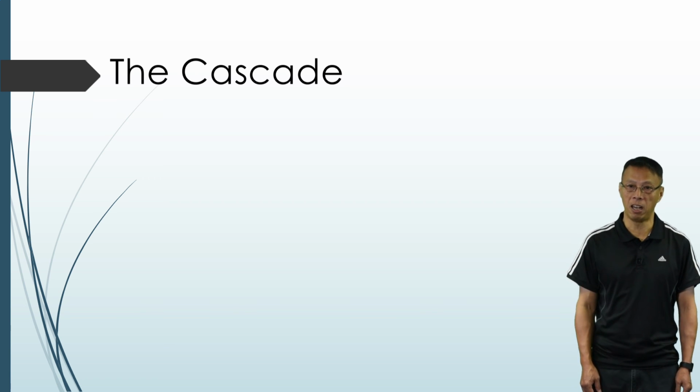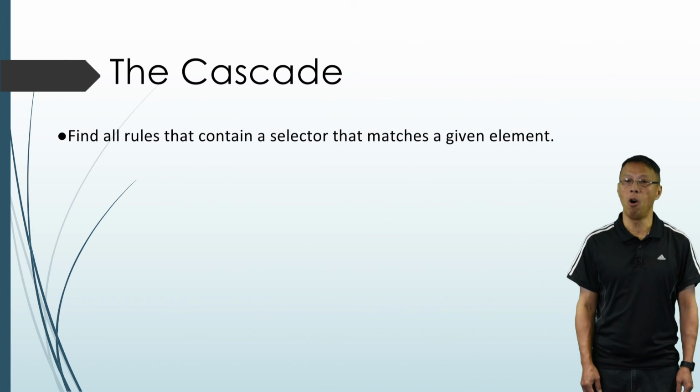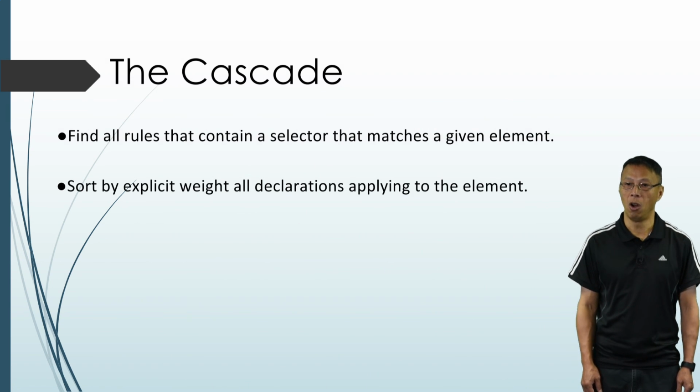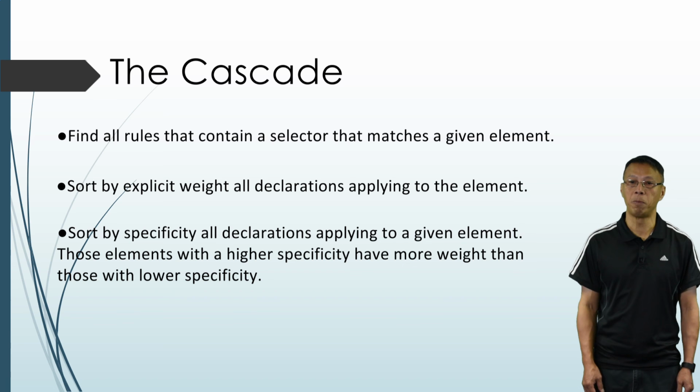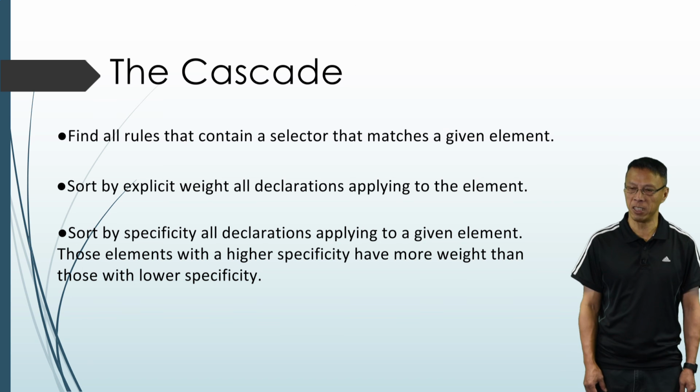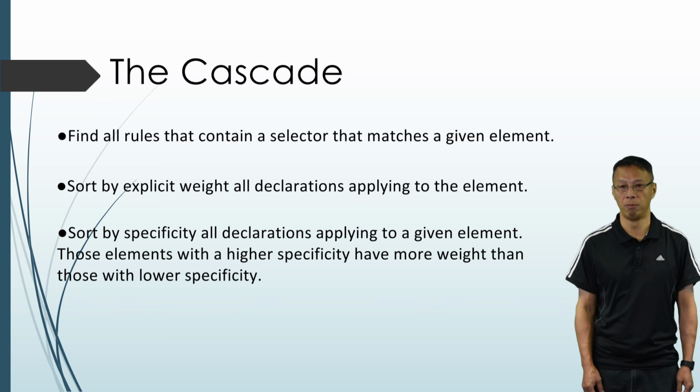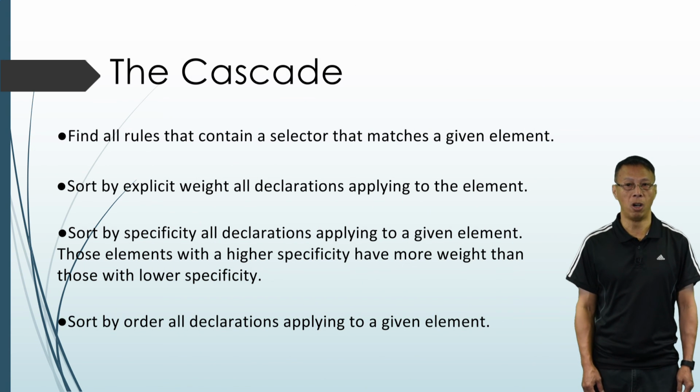There is a set of guidelines here. Find all rules that contain a selector that matches a given element. Sort by explicit weight of declarations applying to the element. Sort by specificity of declarations applying to a given element. Those elements with a higher specificity will have more weight than those with lower ones. Sort by order all the declarations applying to a given element.